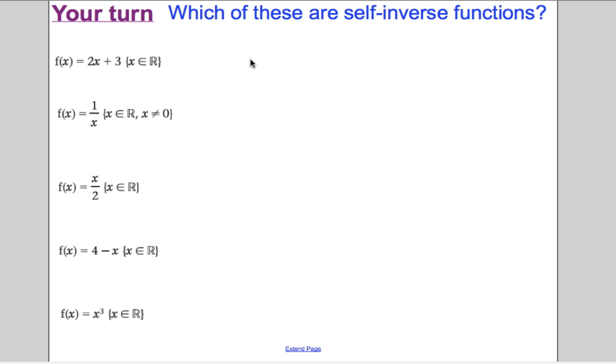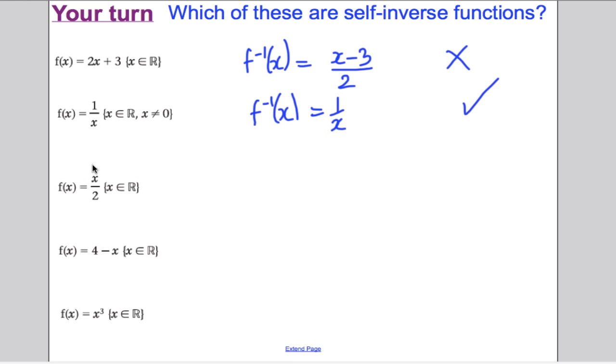We knew the inverse of this. The inverse of this is an easy one. Double and add 3. The inverse is simply subtract 3 and half. That is not self-inverse, so no. What is the opposite of taking the reciprocal? Well, it would be taking the reciprocal again. So f to the minus 1 of x here is 1 over x, and it is self-inverse. What's the opposite of dividing by 2? Well, the opposite of dividing by 2 is doubling, so that is not a self-inverse.